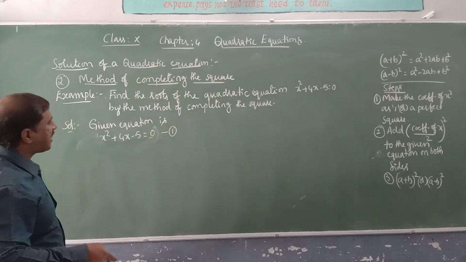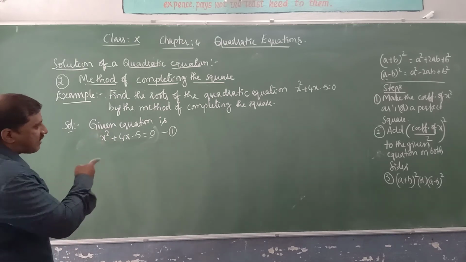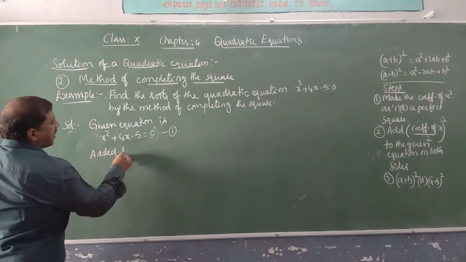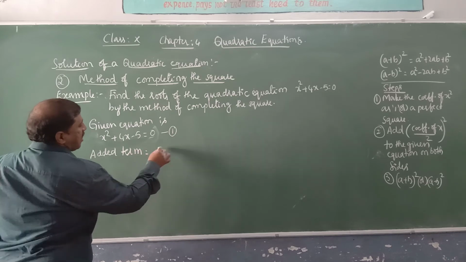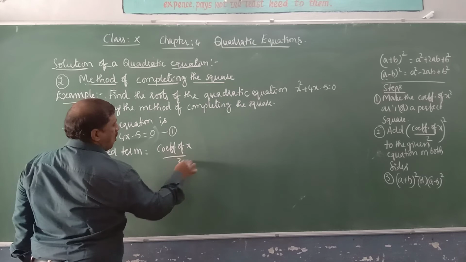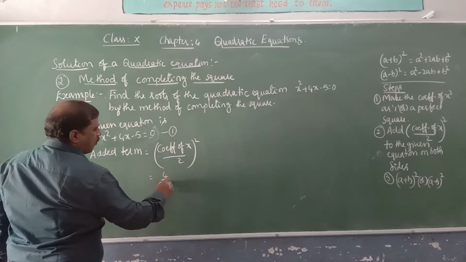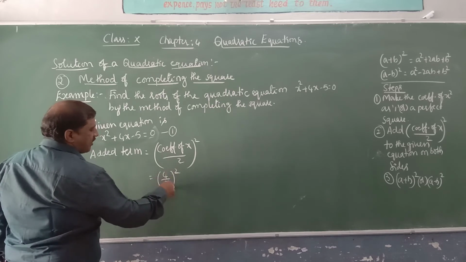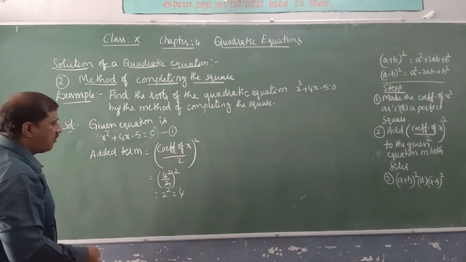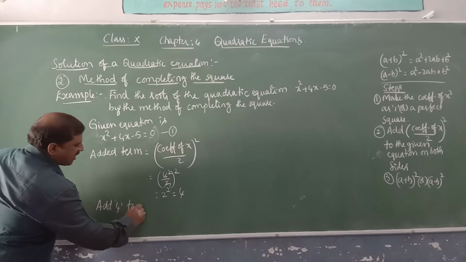Then second step, what is it? We should add (coefficient of x by 2) whole square to equation 1 on both the sides. That is, the added term is equals to (coefficient of x by 2) whole square. The coefficient of x is 4, so (4 by 2) whole square. 2 ones are 2, 2 twos are 4. That is 2 square, which is equals to 4. Now add 4 to equation 1 on both sides.